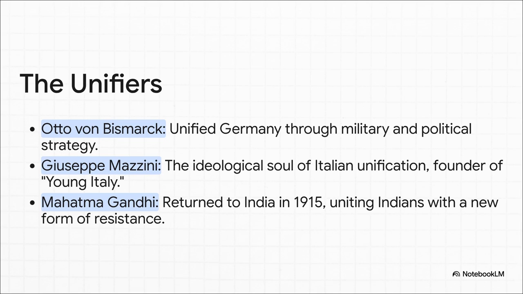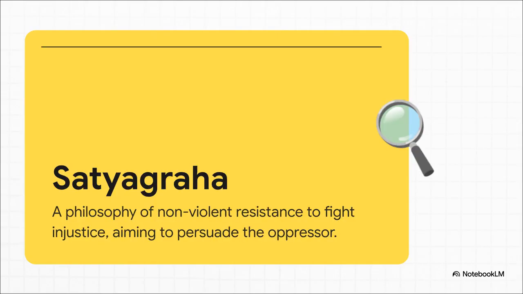In Germany, you had the ultimate political chess master, Otto von Bismarck. In Italy, you had the passionate revolutionary soul, Giuseppe Mazzini. And then, arriving in India in 1915, you have Mahatma Gandhi, who brought with him a completely radical, game-changing idea for how you fight an empire. So what was this radical idea?